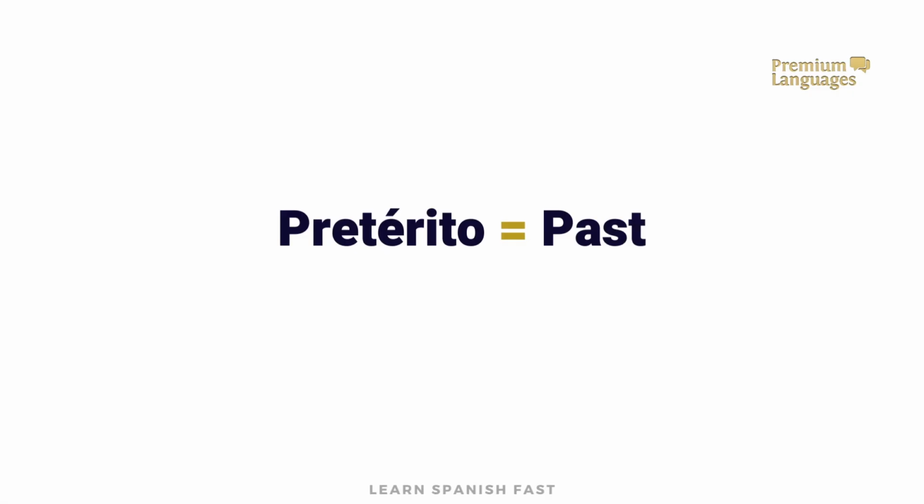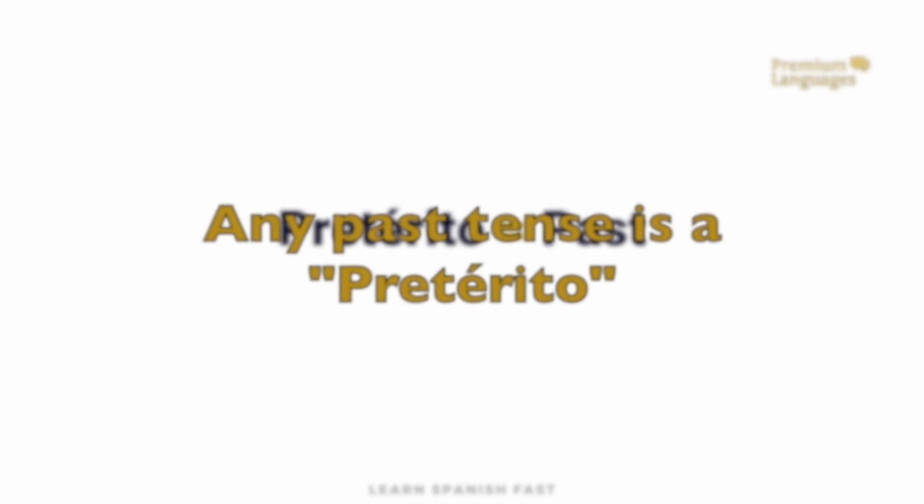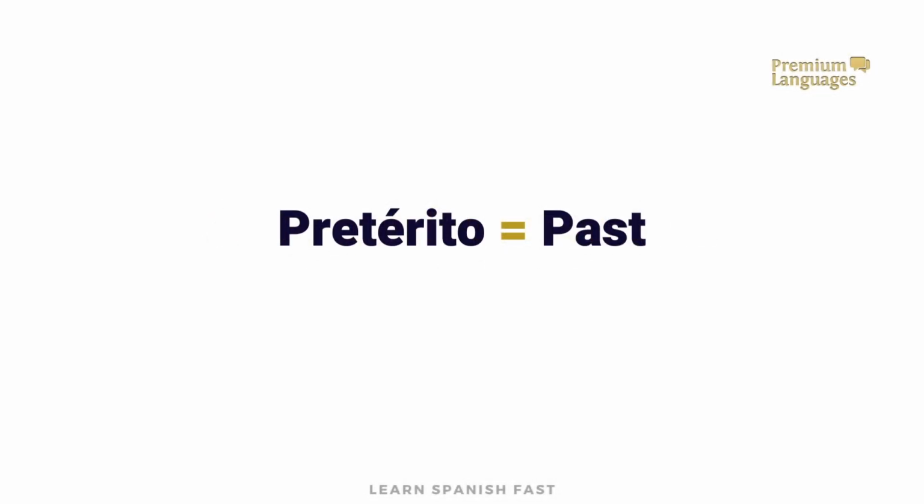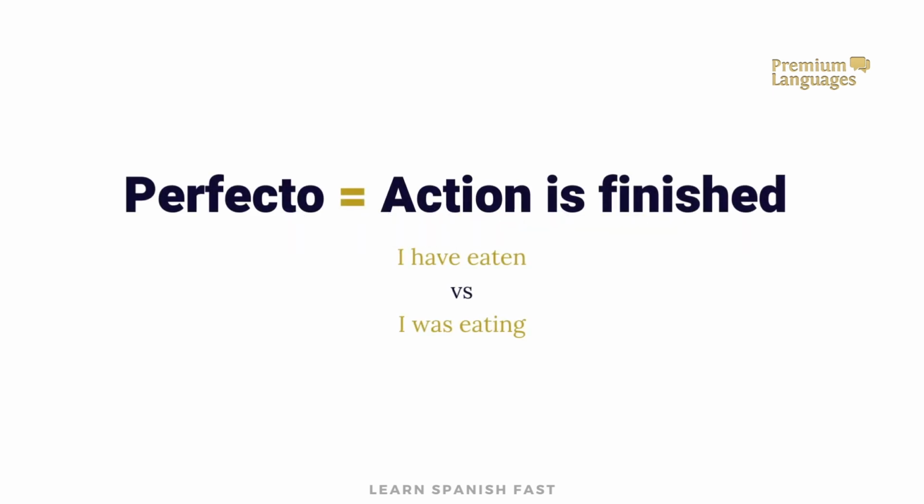If we analyze what is behind the name, we will find that pretérito is just a fancy word for past. In fact, all past tenses are called pretéritos. Perfecto only means that the action we are talking about is finished, as opposed to an action that is still developing. For instance, I have eaten, the action here is finished. However, if I say I was eating, the action is still developing, although in the past.